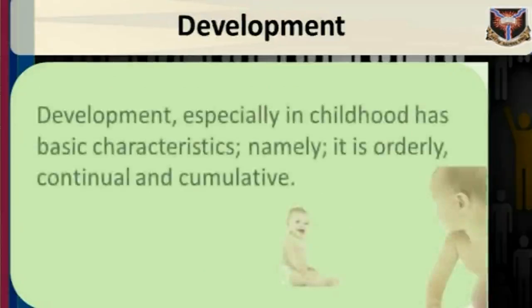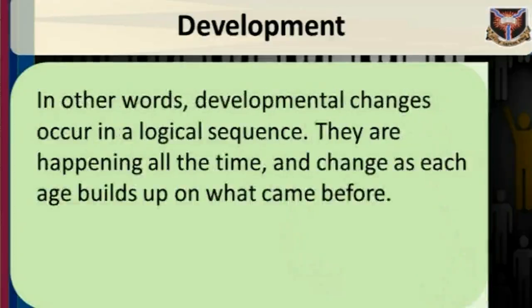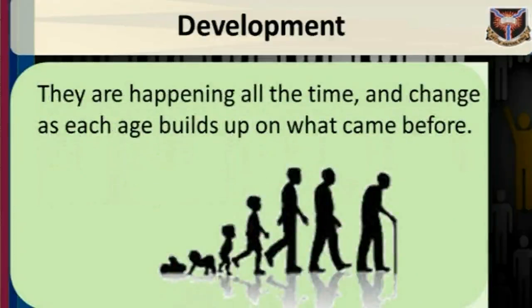Development, especially in childhood, has basic characteristics, namely, it is orderly, continual, and cumulative. In other words, developmental changes occur in a logical sequence. They happen all the time and change as each age builds up on what came before.